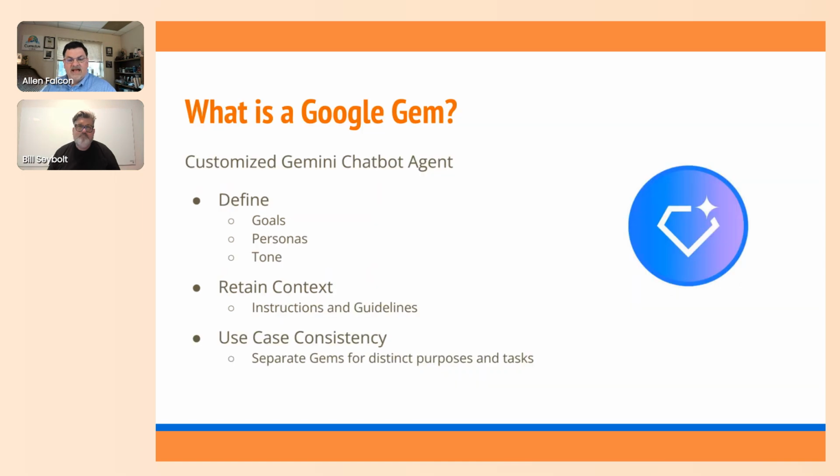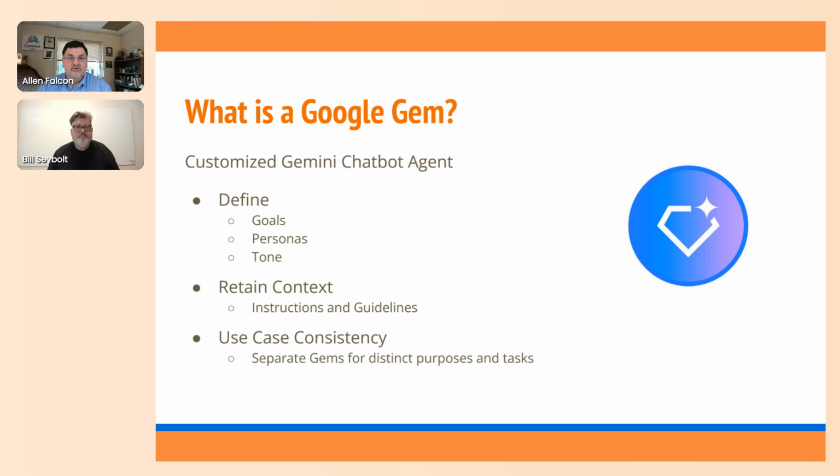On that note, let's dive right into the topic because we try and keep these short and sweet. What is a Google Gem? Well, Google Gems are a customized Gemini chatbot agent. And what that means is you basically get to create your own personalized interaction with Gemini AI. You can define goals, you can set the persona through which you want Gemini to do the analysis, research, image generation, or prompt responses, and the tone of the output that you'd like.